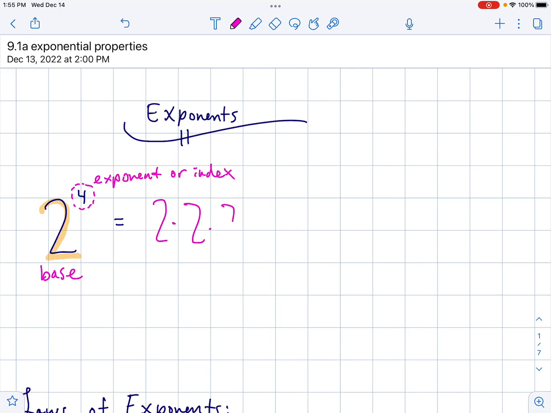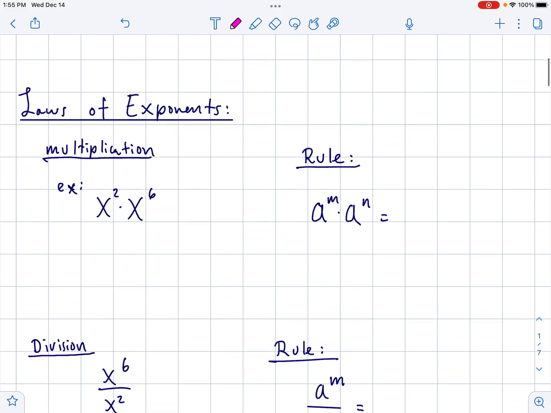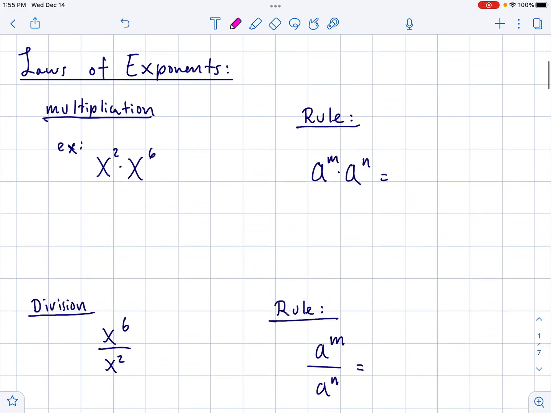Now, what does it mean to raise 2 to the 4th power? It's not 2 times 4. It's 2 times 2 times 2 times 2. So you're multiplying 2 with itself 4 times. So that would be 16 if you were to simplify this. So 2 to the 4th power is 16.